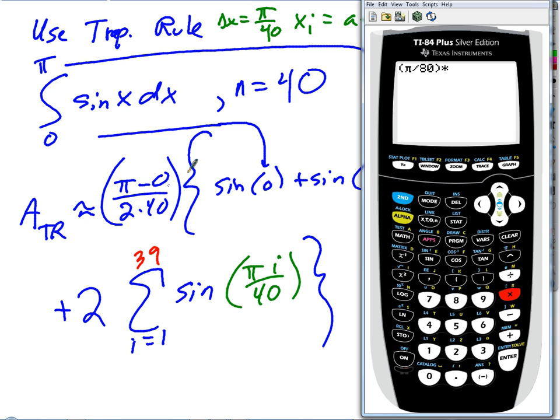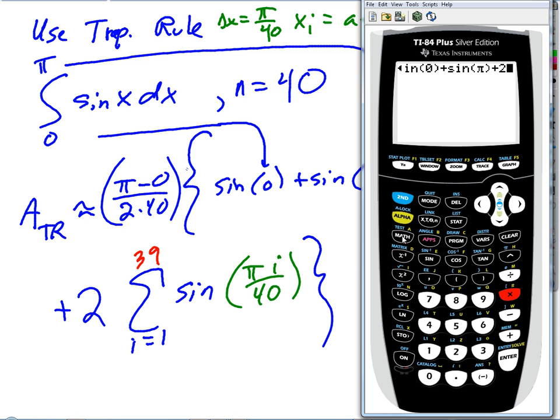Right. So I've got the quantity sine of 0, and we all know what that is, but I could also just plug these in, plus sine of pi. Once again, we know what that is, but plus, now what? Now I get down to this part. Yeah, good. 2 times. And now I can do this sigma notation, right?